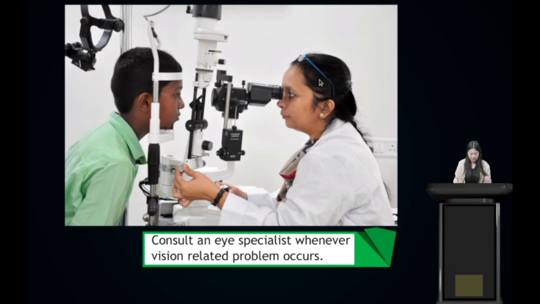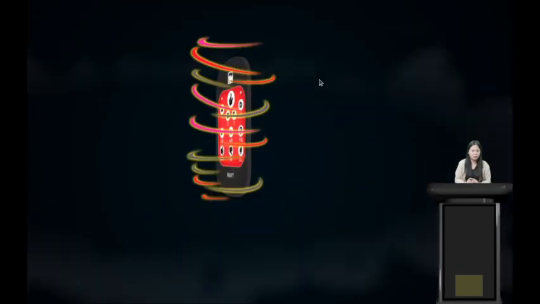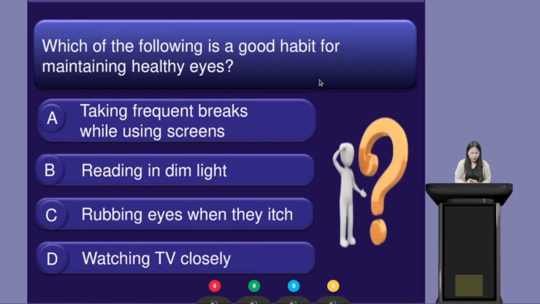Alright students, so we have discussed some of the points on taking care of our eyes. We have another question waiting for us. Please get your rough devices ready. The question is, which of the following is a good habit for maintaining healthy eyes? Option A is taking frequent breaks while using screens. Option B, reading in dim light. Option C, rubbing eyes when they itch. Option D, watching TV closely. So we have 4 options. I'm giving you 25 seconds to respond to this question. Your time starts now.